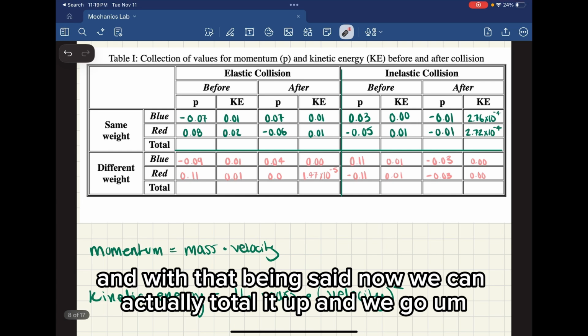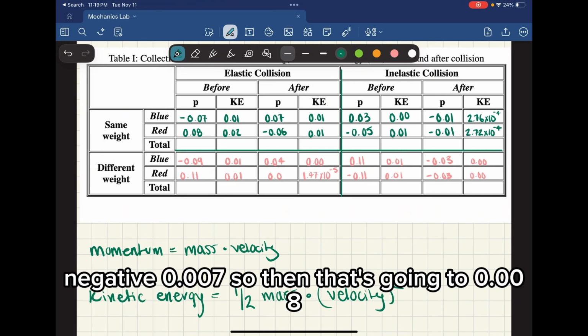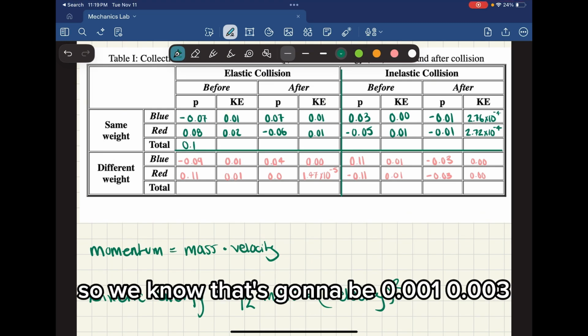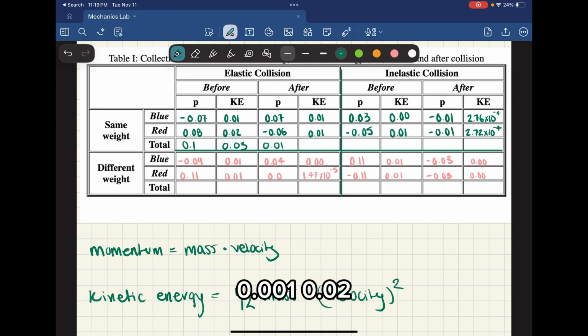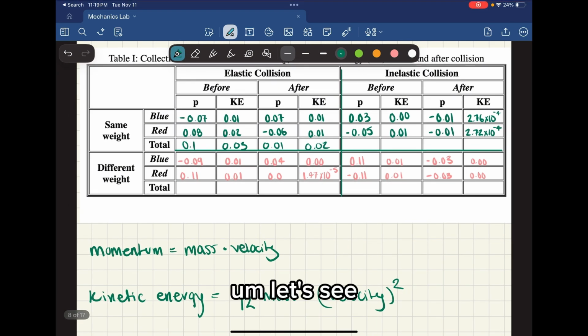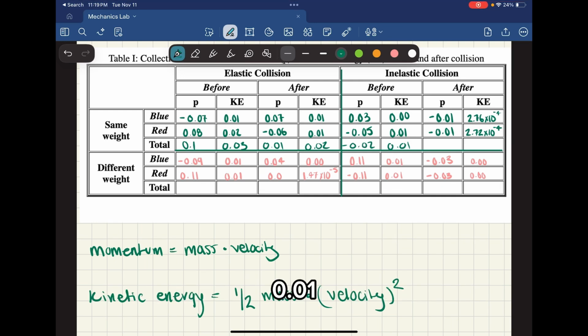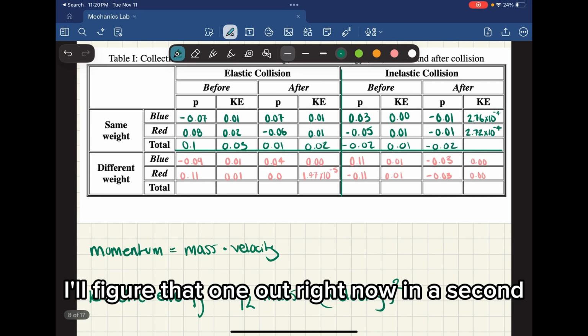And with that being said, now we can actually total it up. Let's say if we did some quick math here, negative 0.007, then that's going to 0.008, so we know that's going to be 0.001, 0.003, 0.001, 0.02. Let's see, this should actually be negative 0.02, 0.01, negative 0.02. I'll figure that one out in a second.